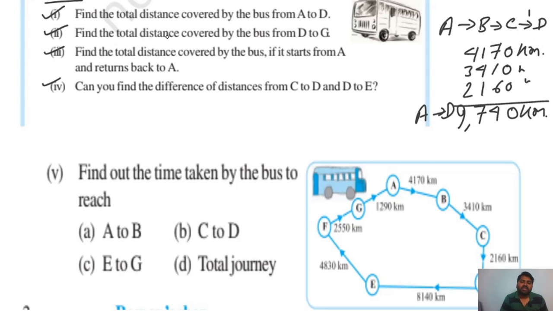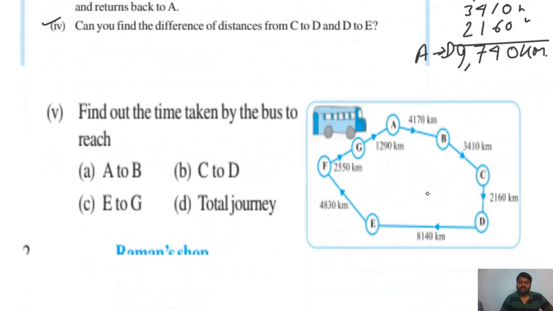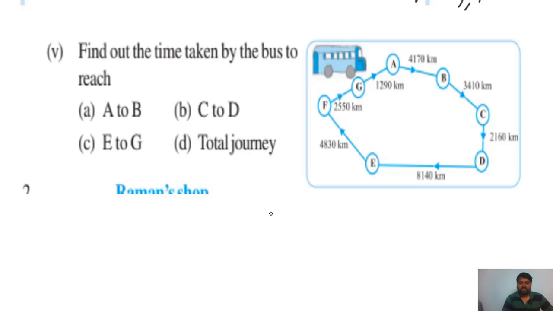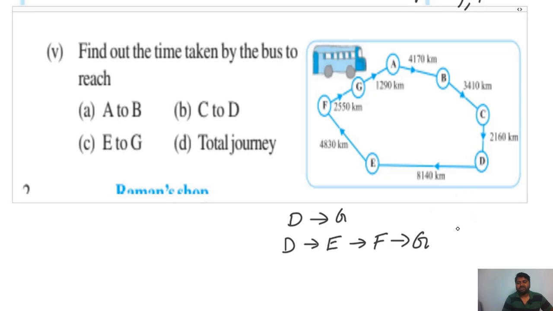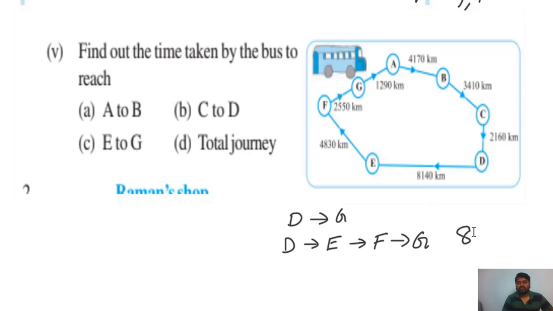Similarly, find the total distance covered by the bus from D to G. D to G means D to E, E to F, and then F to G. There is no direct path here, so we add these numbers on a similar basis. Here D to E is 8,140 kilometer.